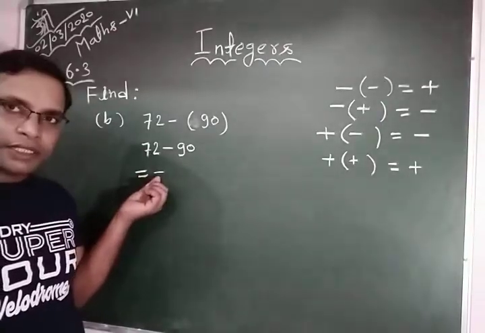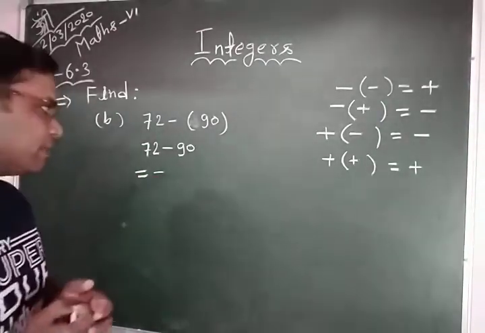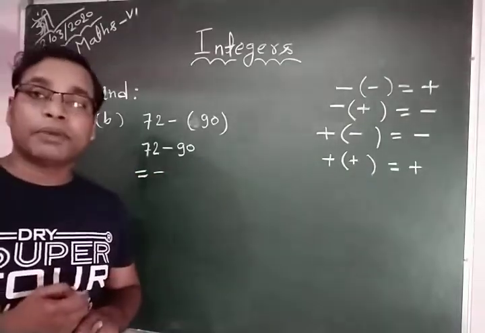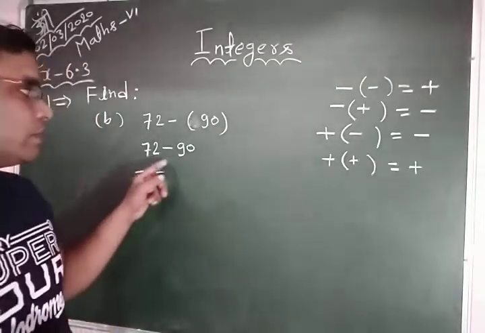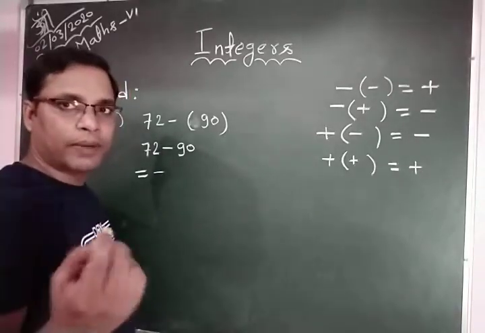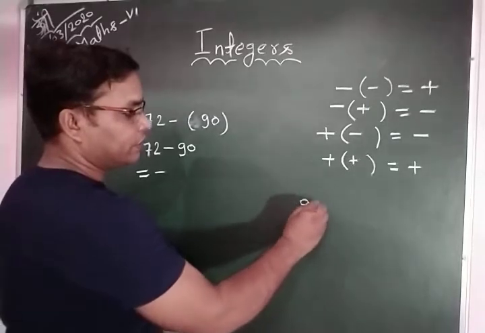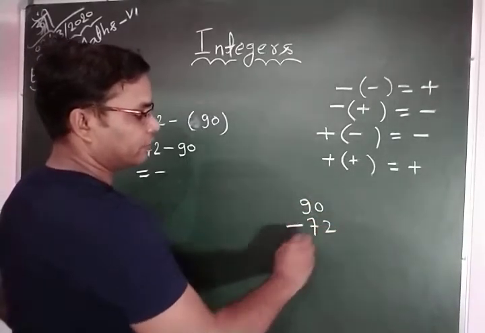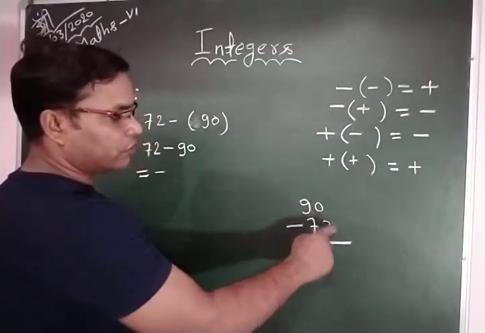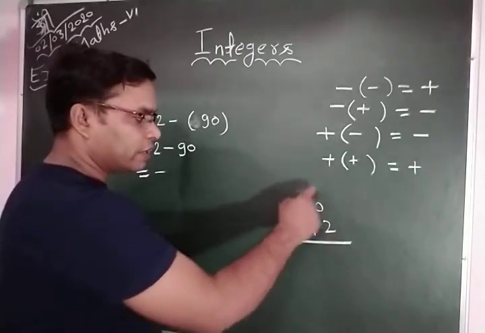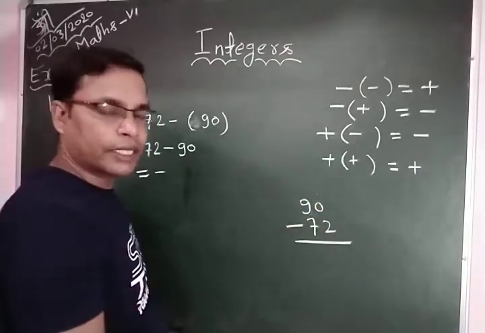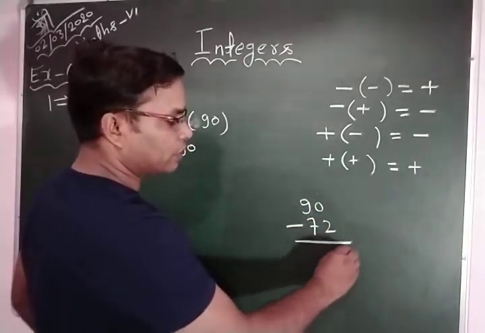So first we write minus. After this we subtract, because both signs are different. We subtract the smaller number from the greater number. The smaller number is 72 and the greater number is 90. We use the column method for subtraction. So 90 minus 72. Here this is 0, and 0 minus 2 is not possible, so we take 1 carry for 0, and it becomes 10. 10 minus 2 is 8.